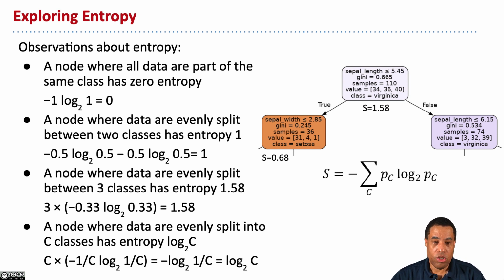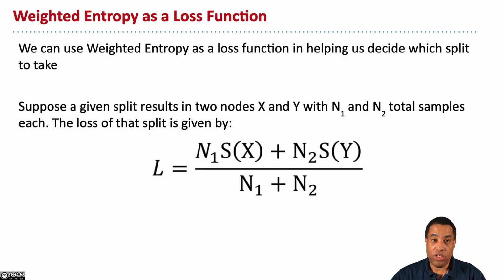Okay, so now we can use weighted entropy as a loss function. Weighted entropy is going to be the loss function that helps us decide which split to take. So let's say a given split is going to result in 2 nodes. Each of those nodes is going to have an entropy associated with it.